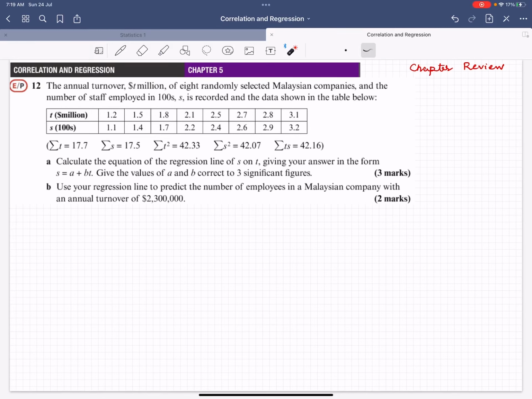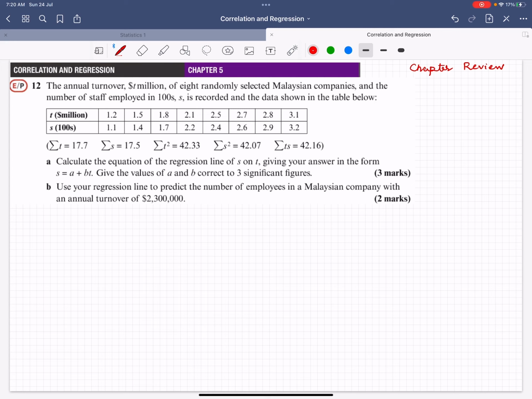Chapter review question number 12. The annual turnover $T million of 8 randomly selected Malaysian companies and the number of staff employed in hundreds S is recorded and the data shown in the table below. Calculate the equation of the regression line of S on T, giving your answer in the form of S is equal to A plus BT.